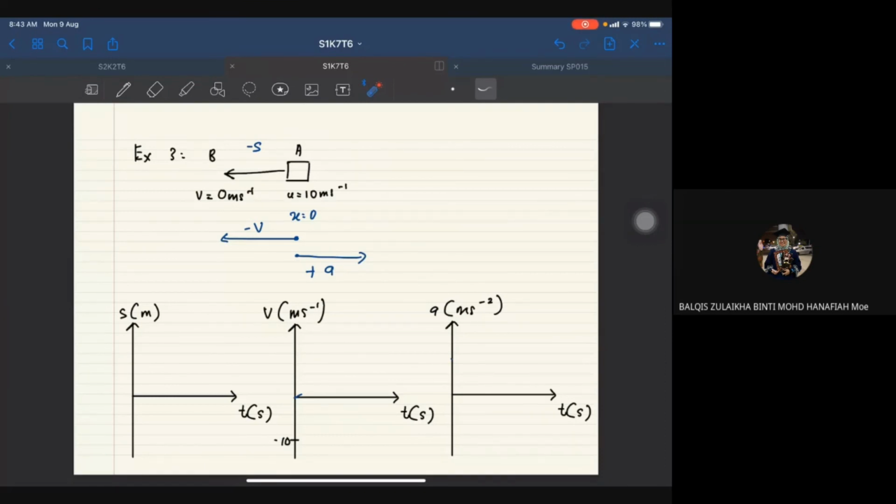So in this example, it should be -10 because it travels to the left lah. So 10 is negative, and then the magnitude decreasing to 0. So the graph, kalau dia decreasing ada dua shape lah. So it could be a quadratic or it could be a straight line. So mana satu? Straight line.